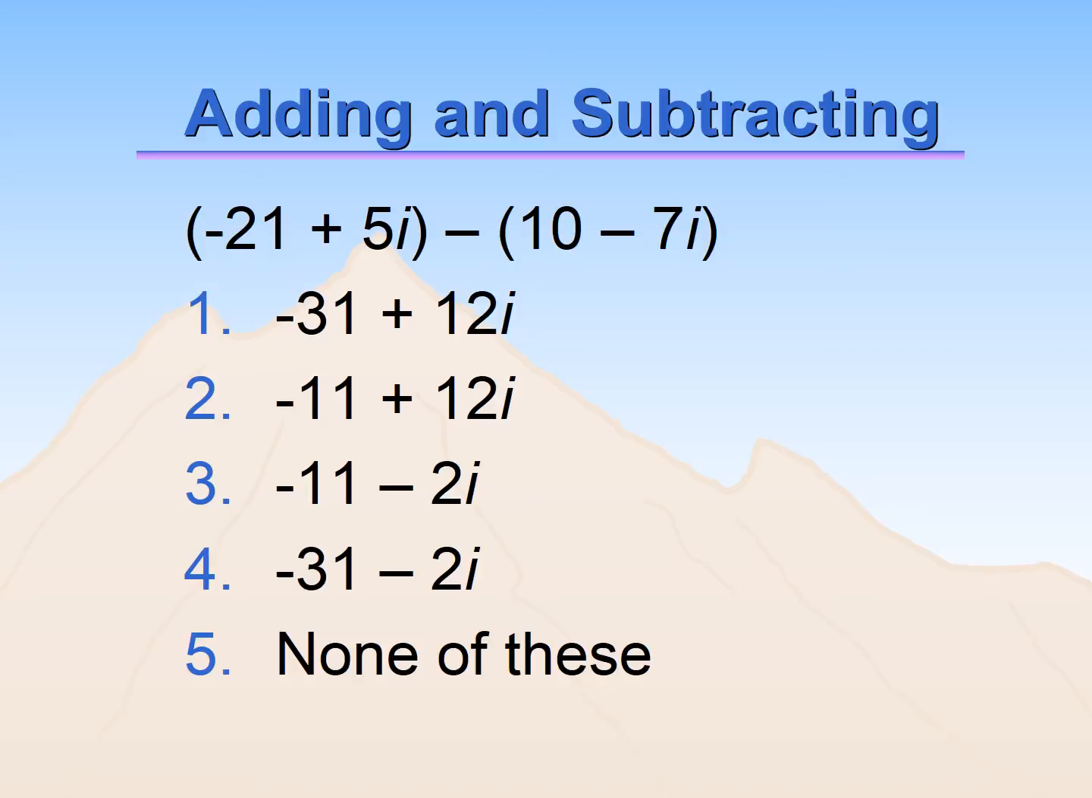Okay, let's try this one. Again, since we're subtracting, we have to distribute this negative. So it's going to become minus 10 and minus negative 7i, which is plus 7i. So you have negative 21 minus 10, that's negative 31, which means that we're either going to have option 1 or option 4. And then we have 5i minus negative 7i, which is the same as saying plus 7i. So 5i plus 7i is 12i, which means that option 1 is the correct choice.